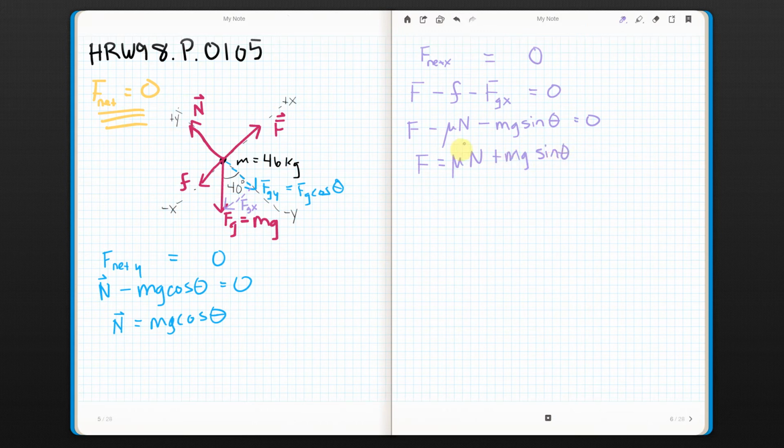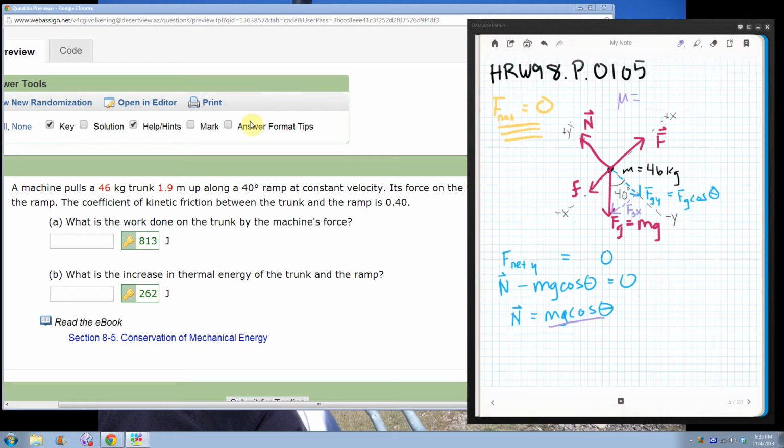Okay. Now, we said normal force is mg cosine theta. So really, the force is mu mg cosine theta plus mg sine theta. Okay, so at this point, I'm going to go ahead and put numbers in, and I'm using all of mine. I think for me, mu was, let me just go look, 0.4. Looks like it's that way for everybody. Go ahead and write that in.